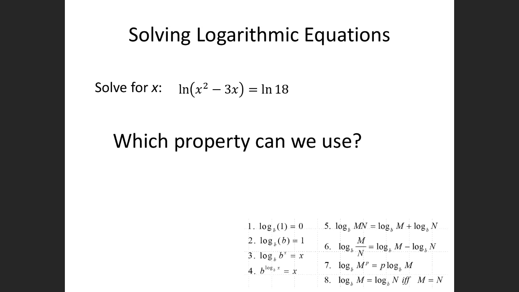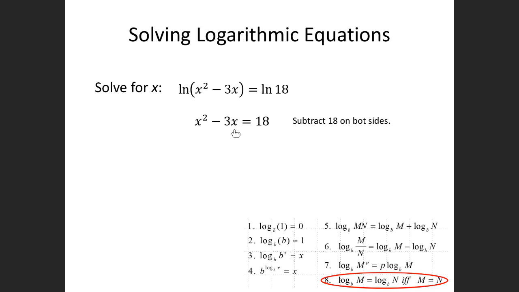The natural log of x squared minus 3x is equal to the natural log of 18. Again, these two are the same log. They're the natural logs. So for these two logs to be equal, then our inputs have to be equal. So again, we're still using our one-to-one. So x squared minus 3x has to equal 18. Again, I see that I have a quadratic because of the exponent of a 2 here.